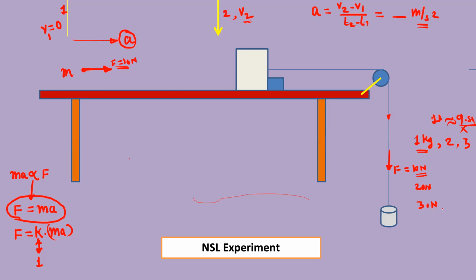Similarly, we can repeat the experiment maybe for 5 to 6 readings. For each value of force, 10, 20, 30, we have to find out the acceleration. So this is A1, A2, A3, we will get different values. As we increase the force, definitely there will be an increase in the acceleration. Then we should plot the graph.